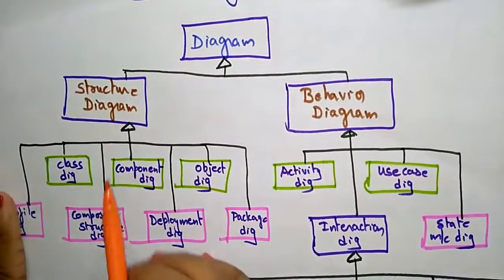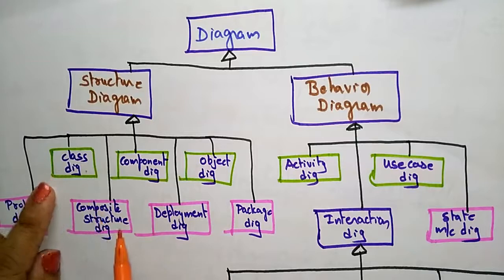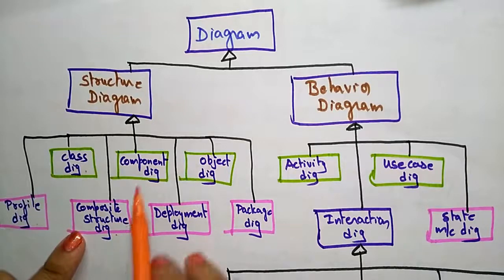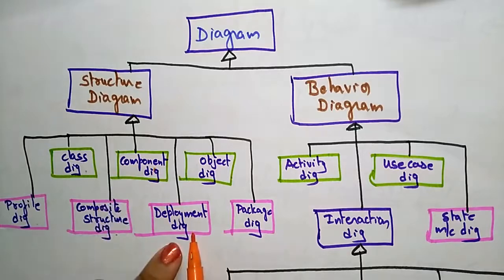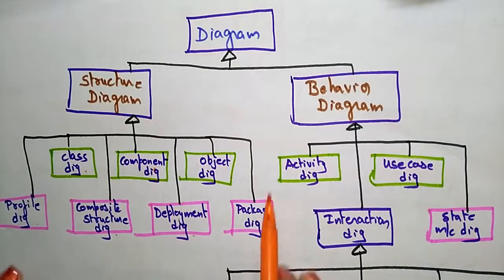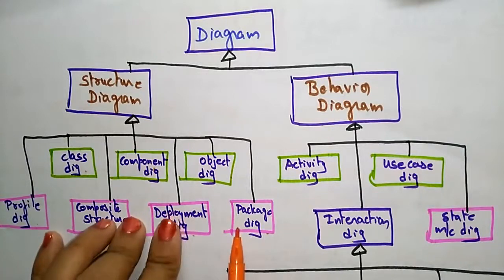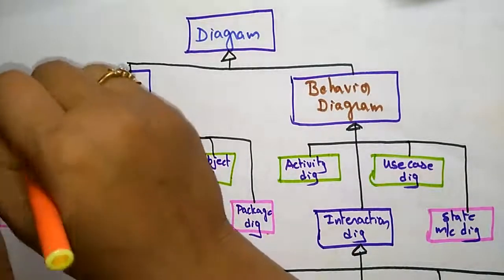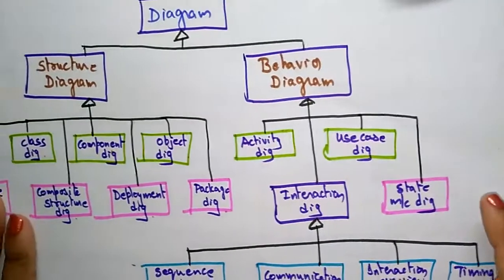Under structure diagrams come the profile diagram, class diagram, composite structure diagram, component diagram, object diagram, deployment diagram, and the package diagram. All seven of these come under the structure diagrams.